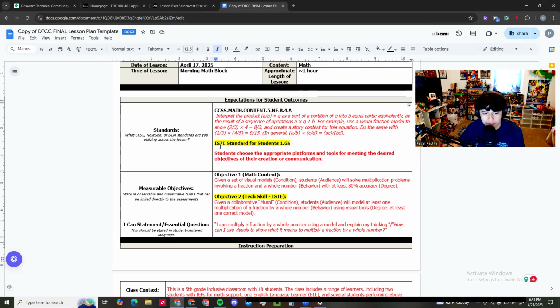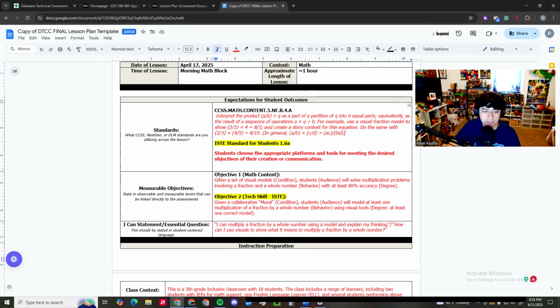My ISTE standard is 1.6a, students choose the appropriate platforms and tools for meeting the desired objectives. So I'm using this tool that I'll show again at the bottom to achieve this. That's what I'm going for.